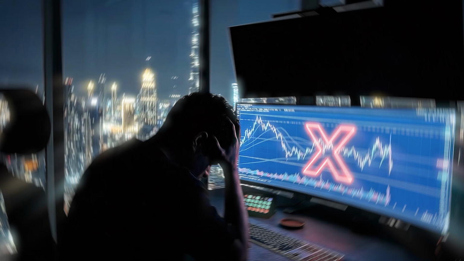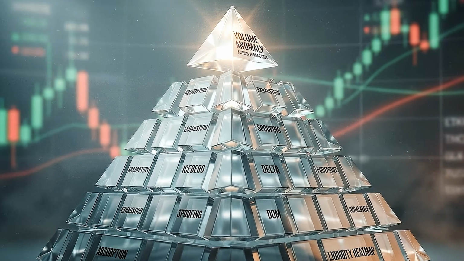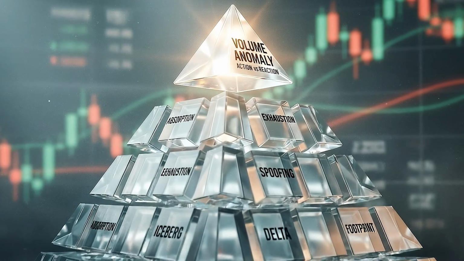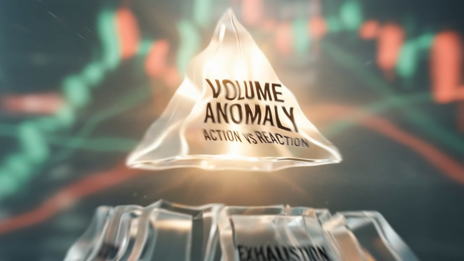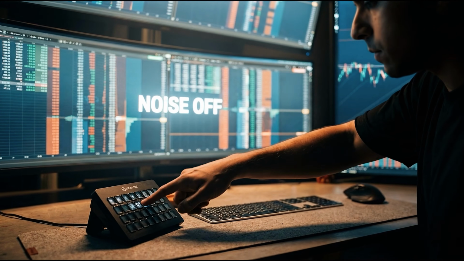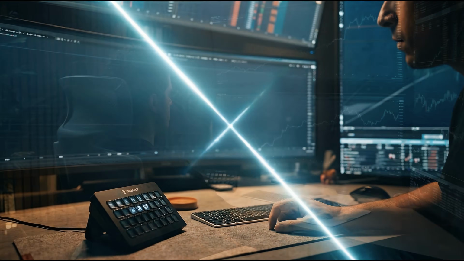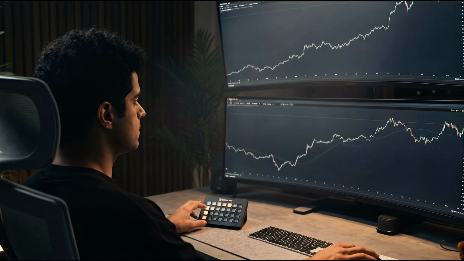But what if I told you that 90% of the data that you see in the market is noise? What if I told you there's just one concept, a single dynamic that acts as the God concept over almost all other order flow strategies? If you understand this one thing, you can ignore the flashing lights and spot exactly where the big players are trapping the retail crowd. Today, I'm going to show you the absolute simplest way to read the order flow, the best bang for your buck strategy.